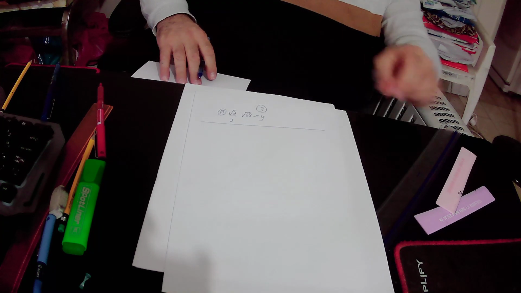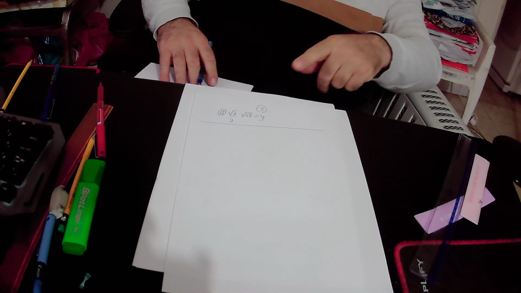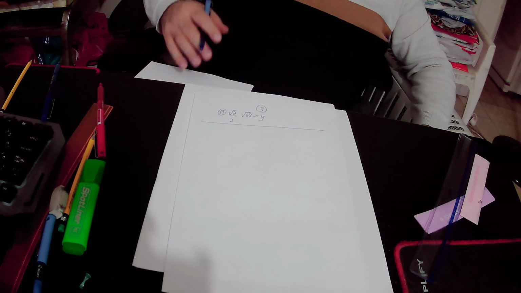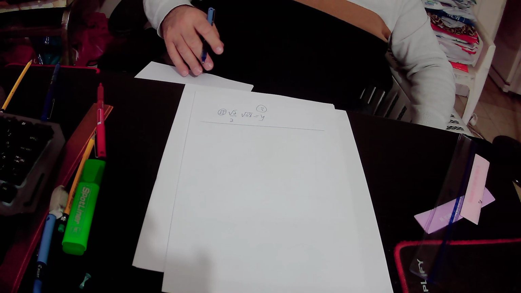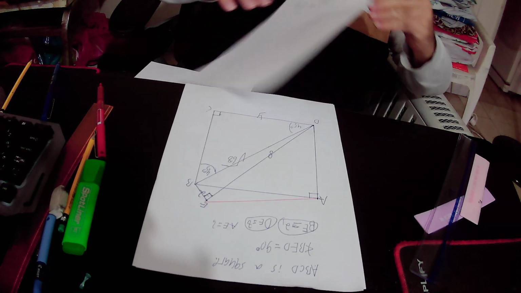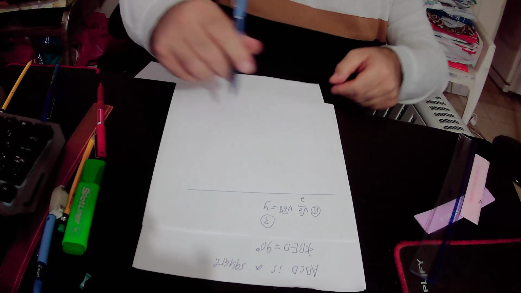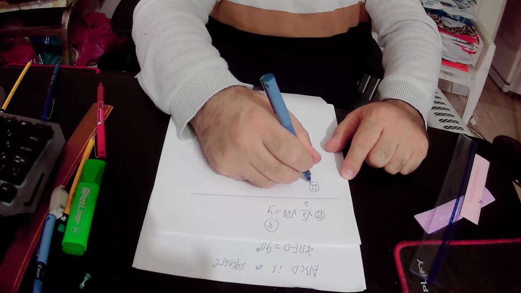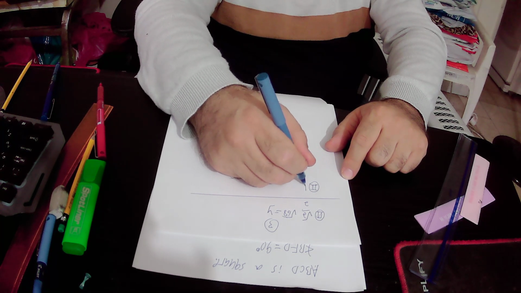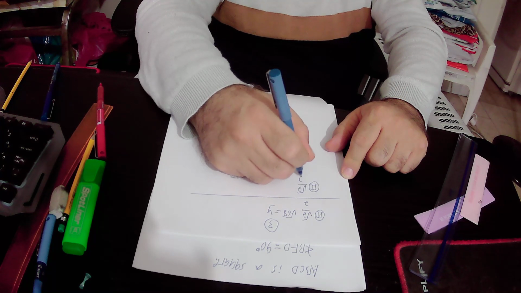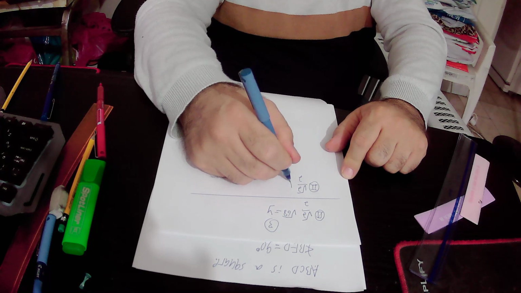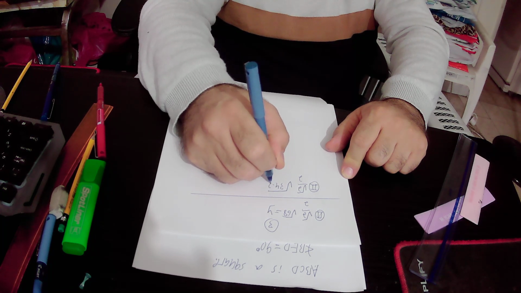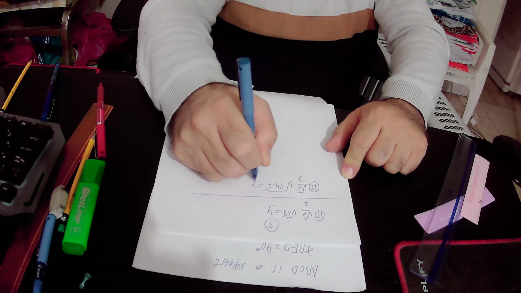Square root of 2 over 2 times square root of 68 equals y. We know that 68 is 34 times 2, so we write it down: square root of 2 over 2 times the square root of 34 times 2 equals y.